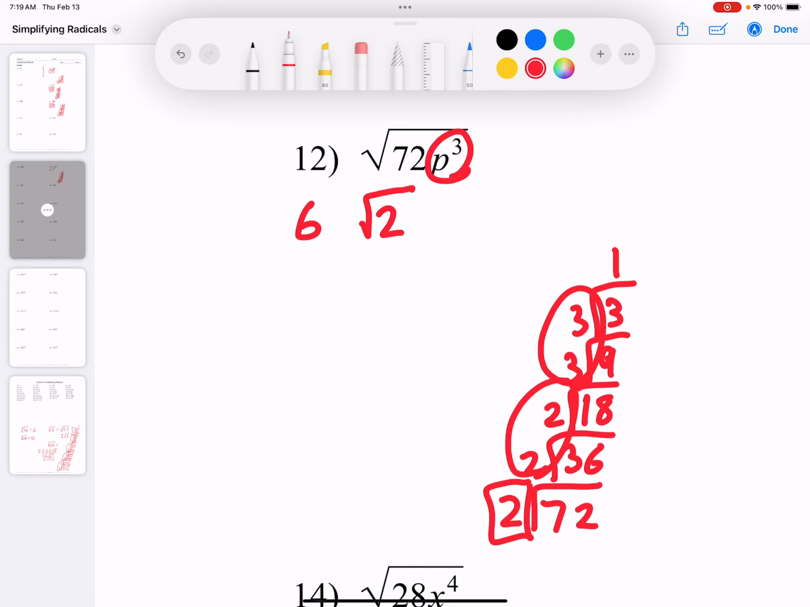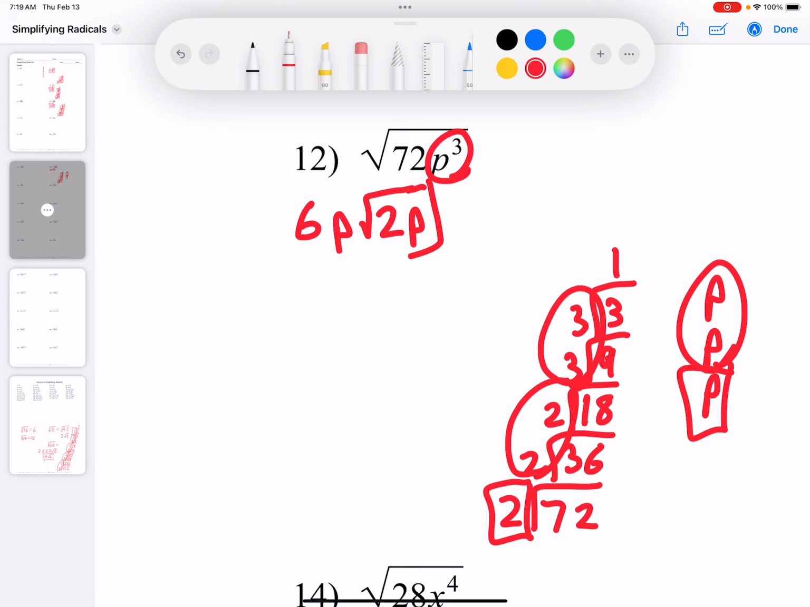Now we got to deal with this p to the third power. P to the third power is p times p times p. Pair off your p's. So I have 1 pair of p's, so that's going to come out. And then this one's going to stay behind. And that's it. Dealing with variables, honestly, is easier than dealing with the numbers.